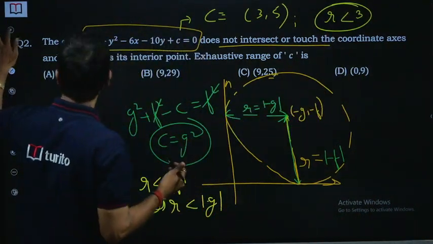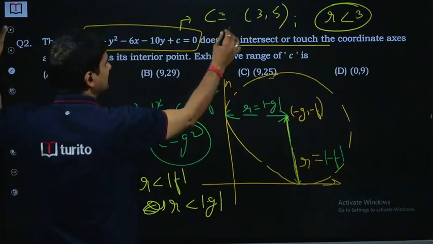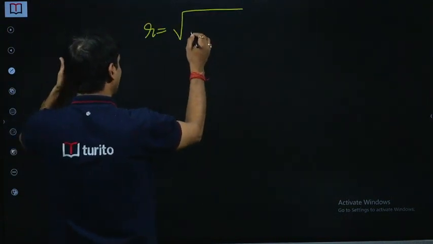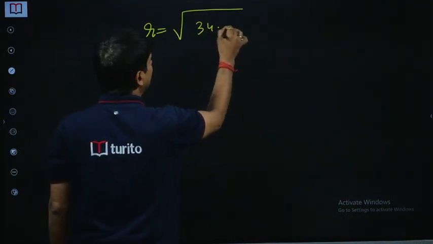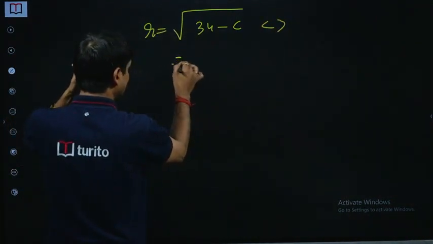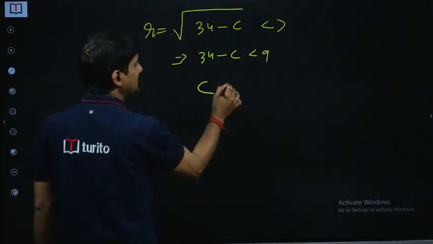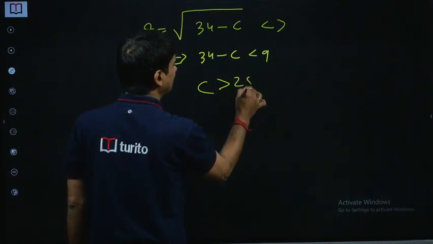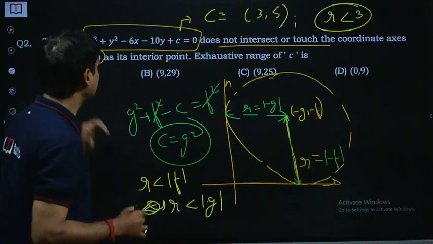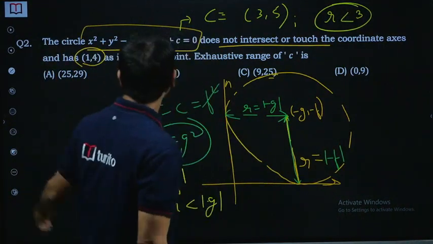Now how much is the radius? The radius is under root of g square plus f square, so 9 plus 25 is 34, minus c, and this is less than 3. Squaring both sides, we get 34 minus c is less than 9, so c is greater than 25. That's one case. And another thing: the point (1, 4) lies inside the circle.